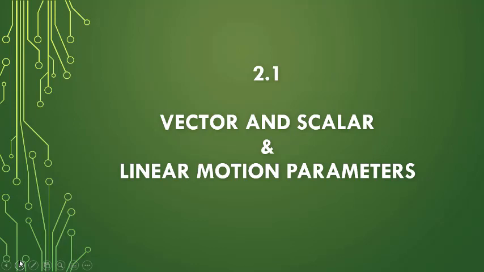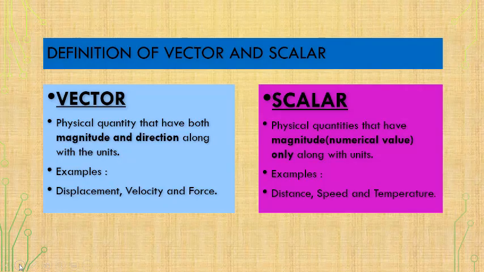Okay, the first one, we want to know about vector and scalar and linear motion parameters. Vector is a physical quantity that has both magnitude and direction along with the units. Examples: displacement, velocity, and force. For scalar, it is a physical quantity that has magnitude only, along with the units. Examples: distance, speed, and temperature.